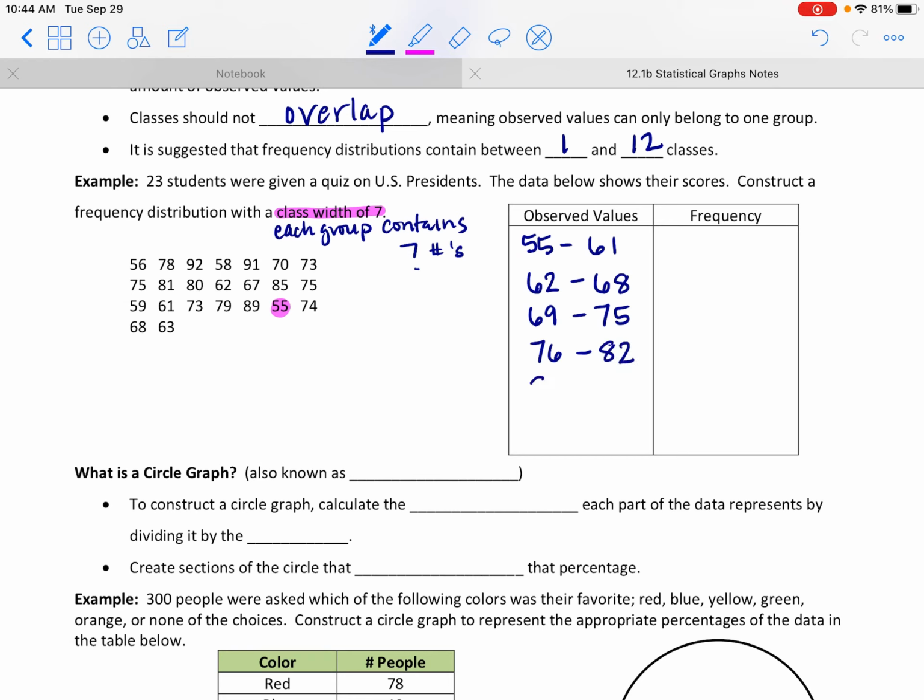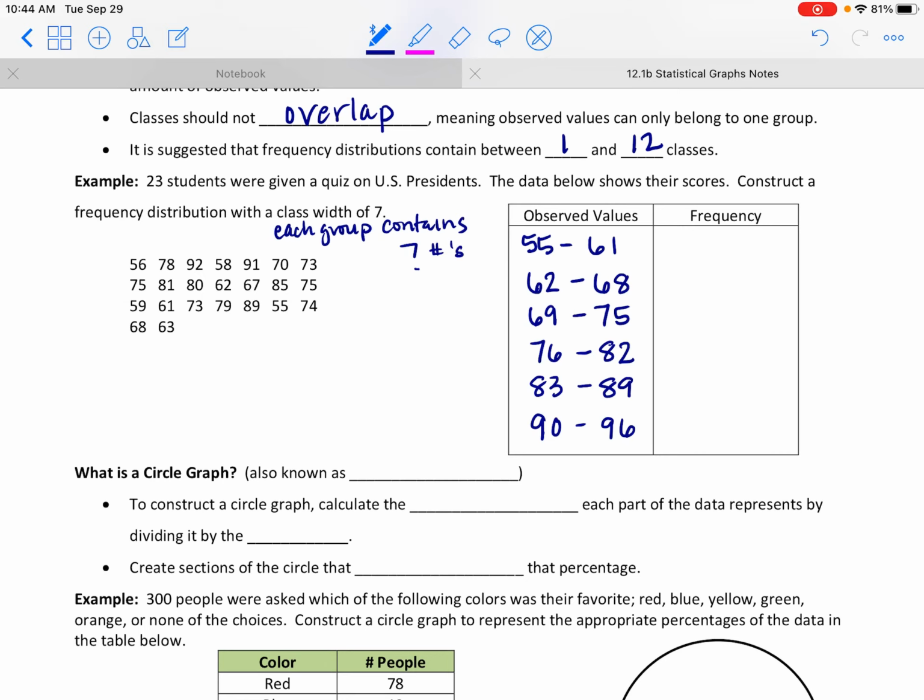Then we pick up at 83, add 6 to that, and we get to 89. How far do we have to go here? That depends on our biggest number. We need to make sure we have a class that can hold our highest quiz score. It looks like the highest score is a 92, so I think one more class will do it. This one left off at 89, so the next one starts at 90. Even though our highest score is 92, we need these classes to be the same size, so we are going to go all the way to 96.